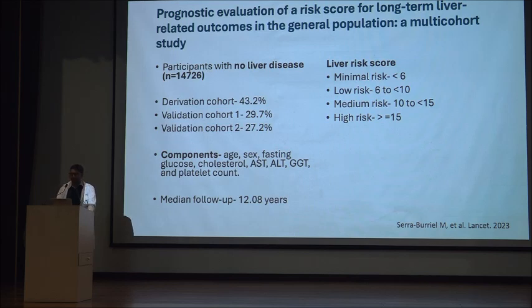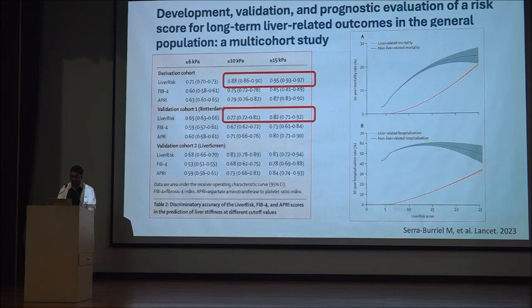They assessed all the baseline parameters, clinical and other parameters, and the components found to have maximum importance were age, gender, fasting glucose, cholesterol, AST, ALT, GGT, and platelet count. The median follow-up of all these patients was more than 12 years, and based on this they developed the liver risk score, where minimal risk was less than 6 and high risk was more than or equal to 15.